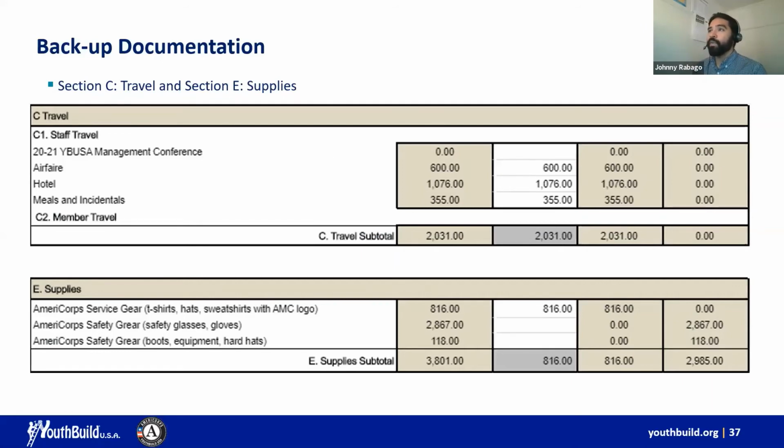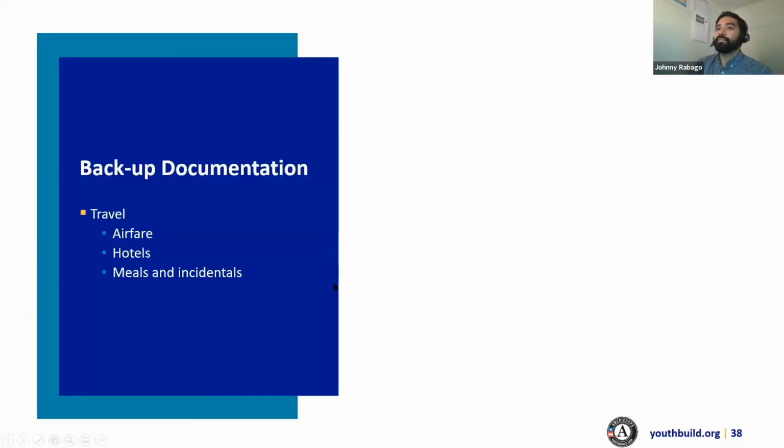So let's dive right in. I divided it into two sections. Let's focus on travel first: airfare, hotels, meals and incidentals. In the chat box, can you please type in your answers? Anything wrong with the airfare, hotels?